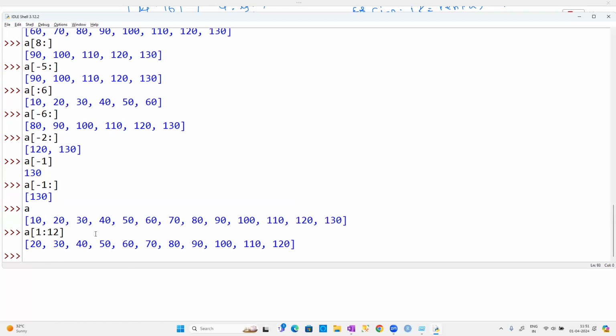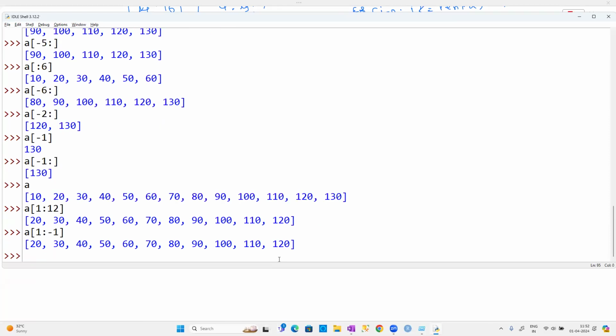But instead of writing 1 colon 12, how did you get 12? I know that there are 13 elements, and except the last element, I want the remaining ones. So what do we do, guys? Simple: 1 colon -1. What is the meaning of 1 colon -1, guys? Start from the first index, and except the last element, you get the remaining ones, guys. Easy, guys.